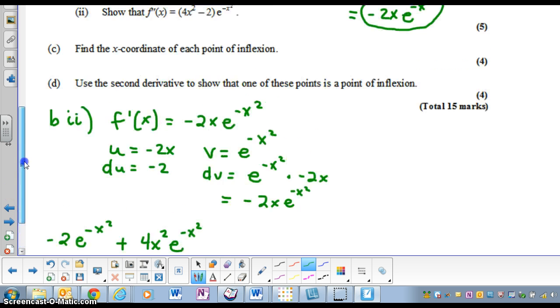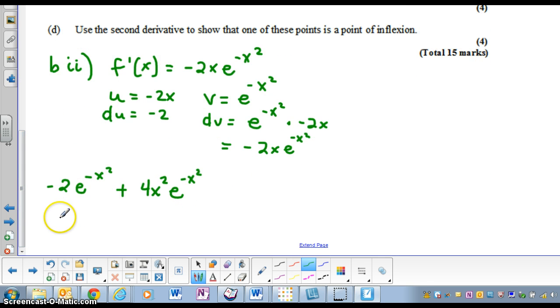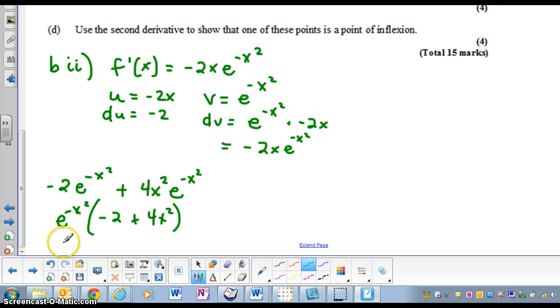Alright, let's look up and see how we're doing on our proof. They want us to prove, and it looks like they want us to factor out that e to the negative x squared. So let's do that, and we have negative 2 plus 4x squared. Now our proof has the factored e to the negative x squared on this side, and they switch the order here, so it's 4x squared minus 2. I'm going to use the commutative property to show that in the same order as they asked. So 4x squared minus 2 times e to the negative x squared. So there's part B.